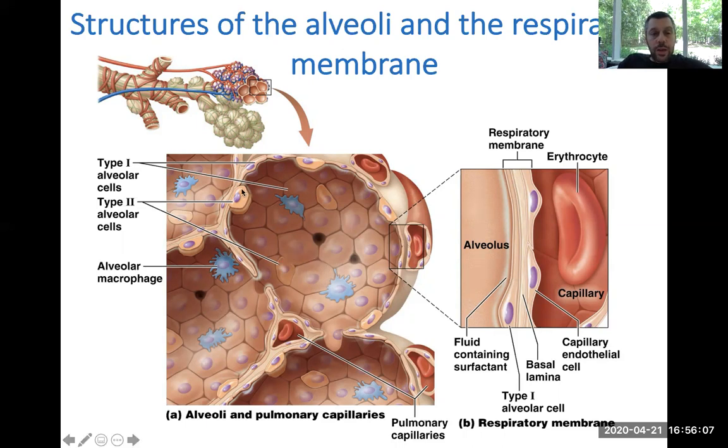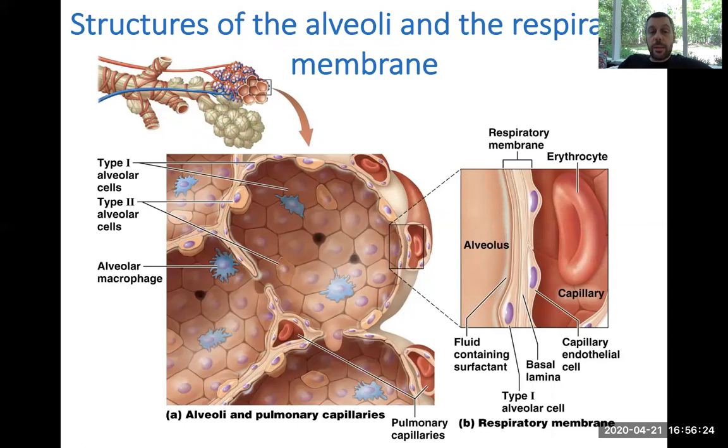Type 2 alveolar cells are these cuboid cells. They basically secrete mucus to coat the inside of those alveoli and allow this surfactant to prevent your alveoli from collapsing.